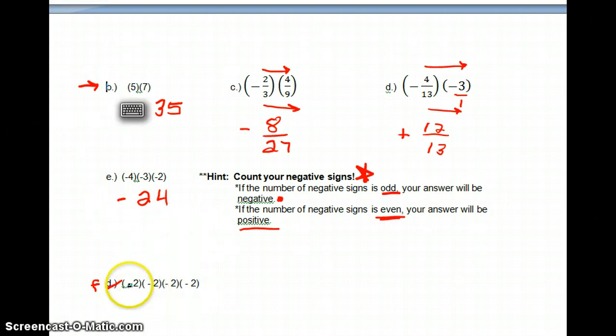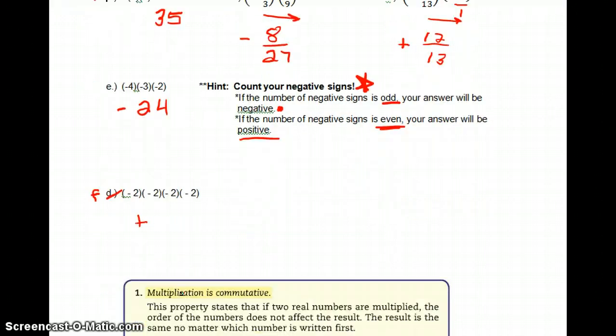For letter F, you have 1, 2, 3, 4 negatives. That means your answer is positive. You no longer have to stress about those negative signs. You're just going to do your math. 2 times 2 is 4, times 2 is 8, times 2 is 16, and your answer is positive 16.